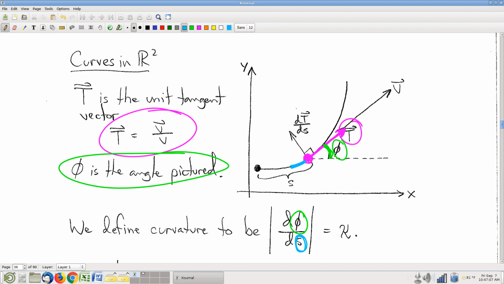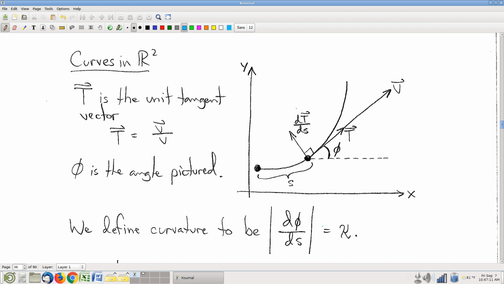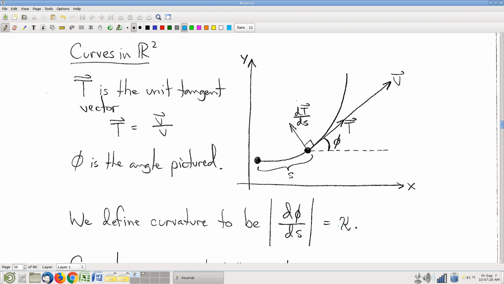Okay, so that's our definition of curvature that we're going to use here. And absolute value, by the way, in the same sense that distance is an intrinsically positive concept. We want to, in this context anyway, view curvature as an intrinsically positive concept. So, Greek letter kappa to represent curvature.